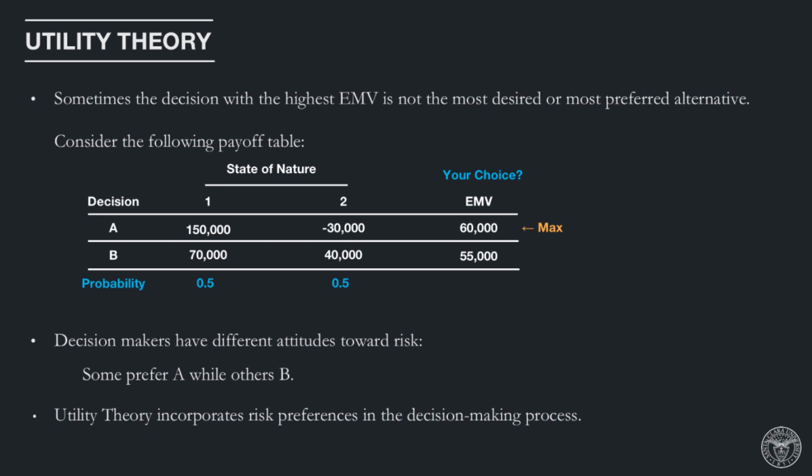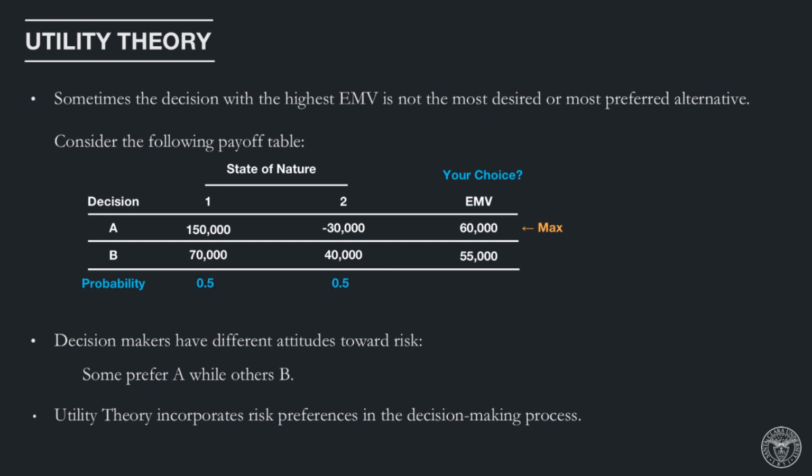For example, in this example, we have decision A and decision B. We have two states of nature, 1 and 2, and we have the payoff table: $150,000 for decision A in state of nature 1, negative $30,000 for decision A in state of nature 2, and $70,000 for decision B in state of nature 1, and $40,000 for decision B in state of nature 2. We have 50% of the chance in state of nature 1 and 50% of the chance in state of nature 2.